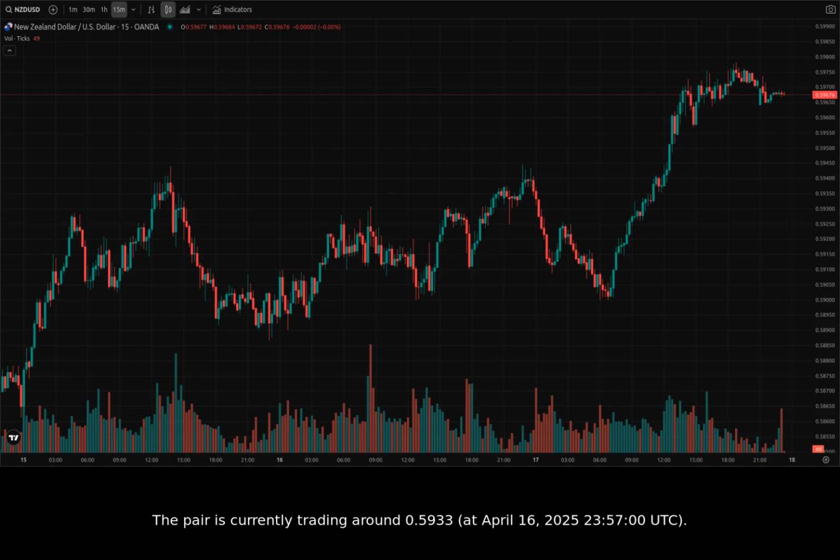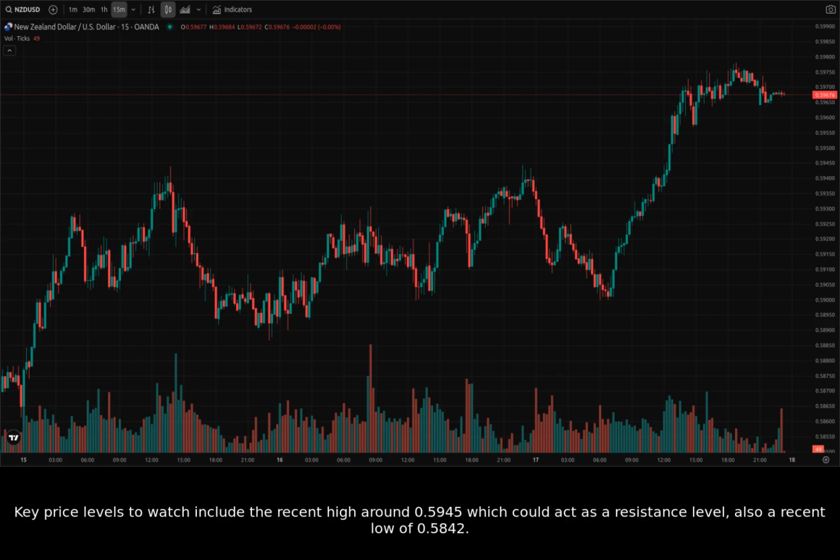The pair is currently trading around 0.5933 at April 16th, 2025, 23:57 Universal Time Coordinated. Key price levels to watch include the recent high around 0.5945, which could act as a resistance level, also a recent low of 0.5842.